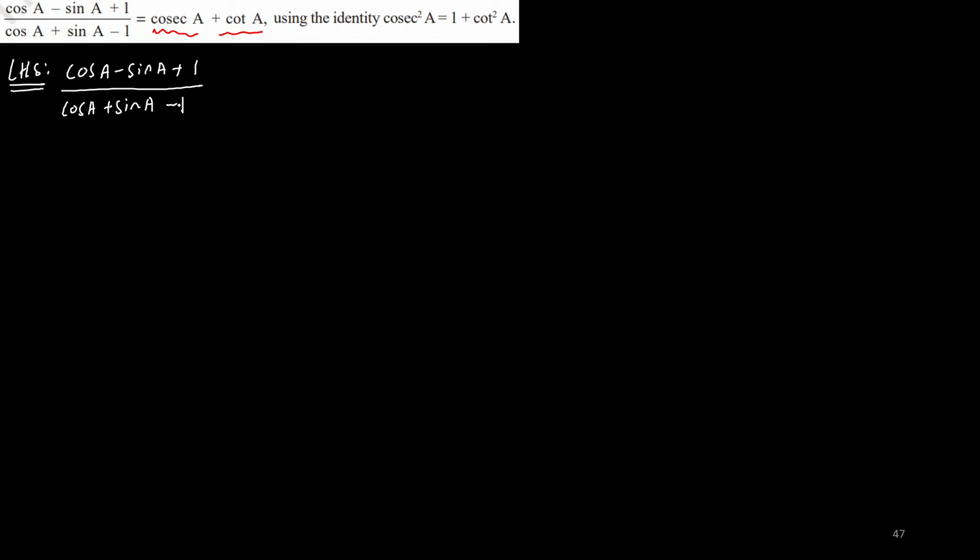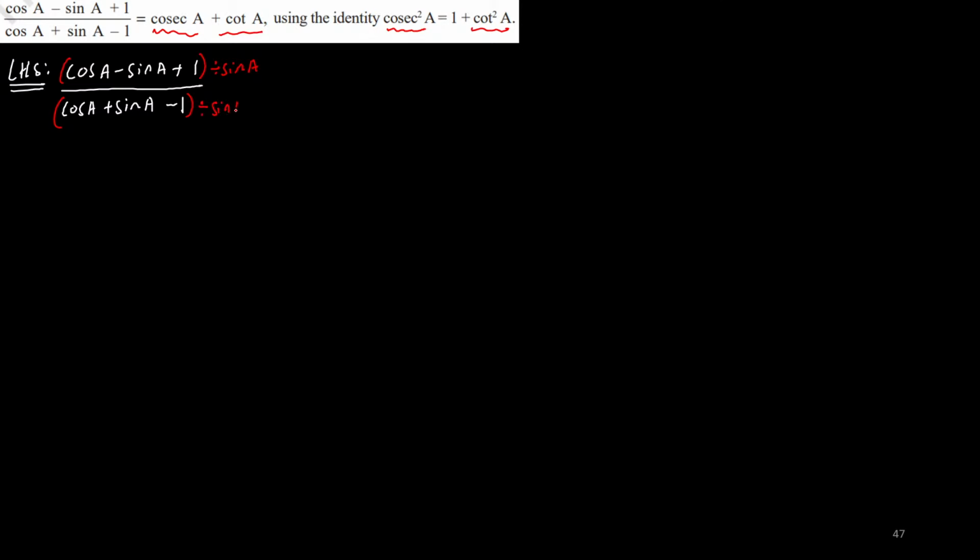Now if you observe, the RHS is cosec a plus cot a, right? So how can I get cosec a? I should get this expression, children. I have to use this identity. I have to get cosec a, then I have to have cot a. So what I do here is I will divide both the numerator and denominator by sin a.